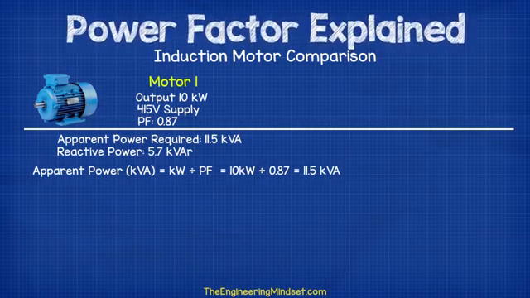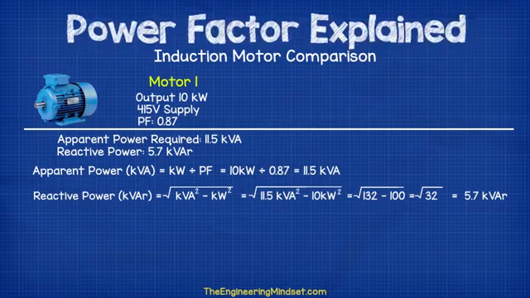For kVA, I used kilowatts divided by power factor, so 10 divided by 0.87 to get 11.5 kVA. For kVAr, I used the square root of kVA squared subtract kilowatt squared, so the square root of 11.5 kVA squared minus 10 kilowatts squared.